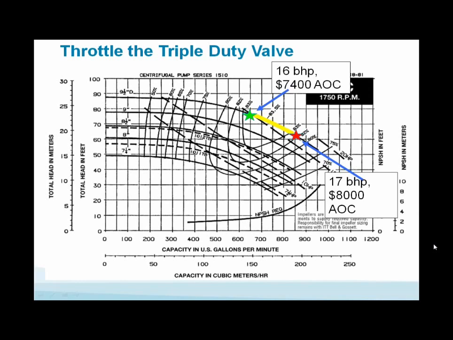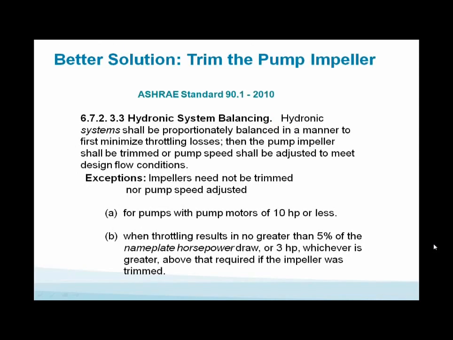We need to trim the pump impellers or put in a variable speed drive and slow this thing down. We know we have too much pump. Why would we run around wasting energy if we don't have to? So let's use our System Syzer to see how we might go about trimming this pump impeller to reduce the horsepower required and save some additional money. Remember, we're at 16 brake horsepower. That's where we are right now. So what does ASHRAE 90.1-2010 have to say about this one?